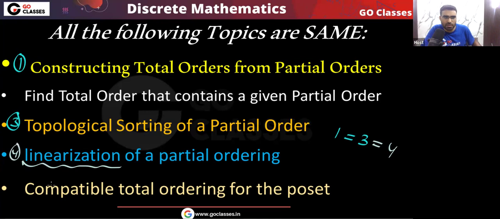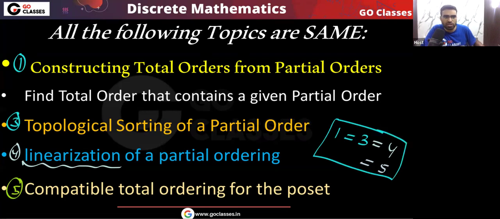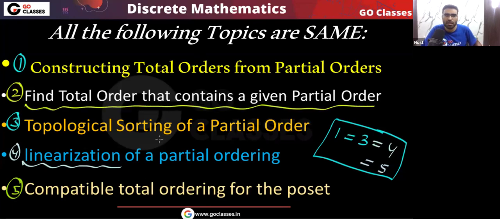What else? For example, the fifth is also the same: compatible total order. So far, did you understand these? 1, 3, 4, 5. But one more is remaining. The second is remaining; we did not see it so far: finding a total order that contains a partial order. Now we need to see the second point.